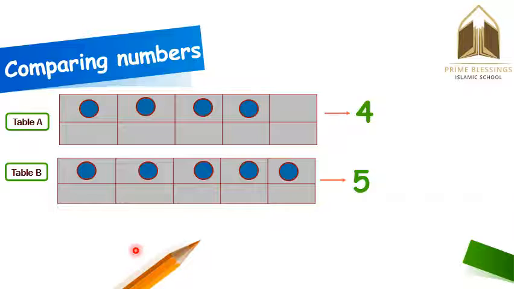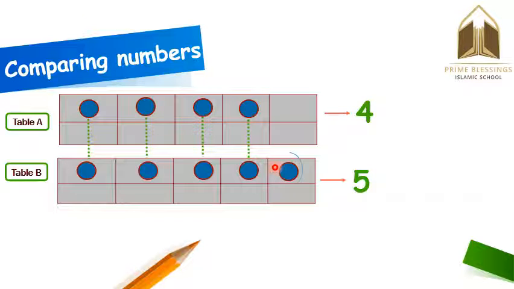Okay. So can you tell me which number is smaller and which number is larger? Yes, you know that. Number 5 is greater than 4 and number 4 is smaller than 5. Okay. So here we see that the number of counters in table A is 4 and here are 5 in table B. So let's match it by drawing the line like this. This is called 1-to-1 matching.